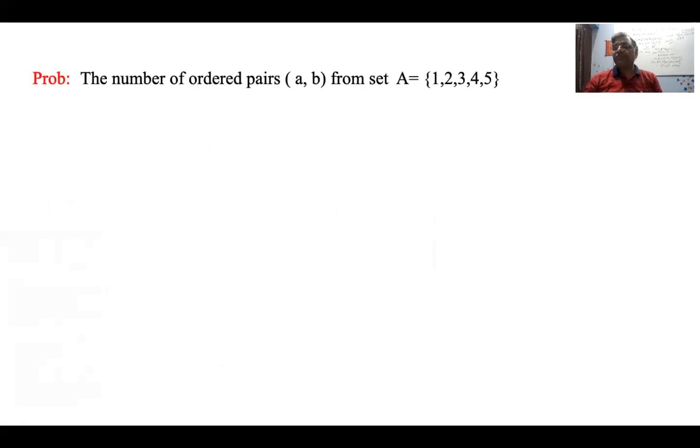Number of ordered pairs a comma b from the set 1 2 3 4 5. Right, so a and b are taken from 1 2 3 4 5. A has 5 choices, b has 5 choices. Total number of choices of a comma b is 5 into 5 up to now. But the condition, let us see.